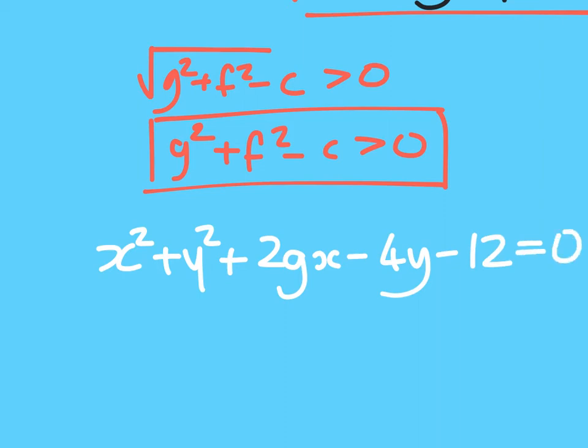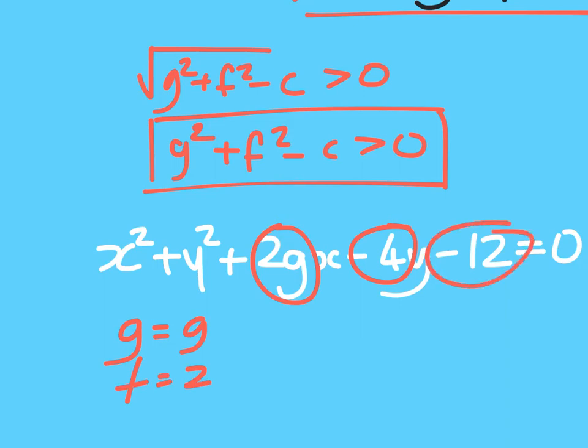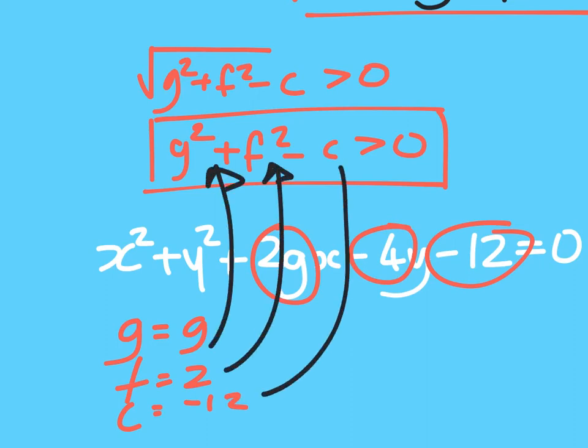So from that, half that number is your g, so half of 2g is g. Half that number, change its sign, for f. So g is equal to g, f is equal to 2, and c is the number at the end. So you just need to plug each of these numbers into that formula and basically see what happens.